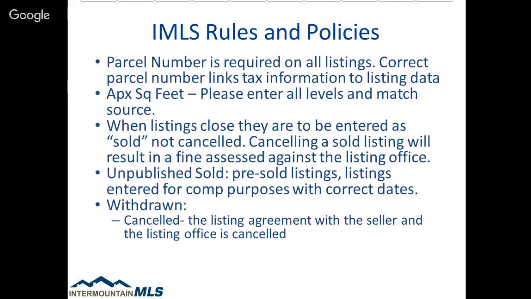An unpublished sold would be a listing that had that waiver of benefits, and so it was never put into the MLS. And after the fact, the listing agent wants to put it in for comps or for tracking their production. So that would be the unpublished sold. The only difference is everything's entered at the end. So instead of being entered when it was initially listed, it's entered after it's closed, and the status would say unpublished sold.